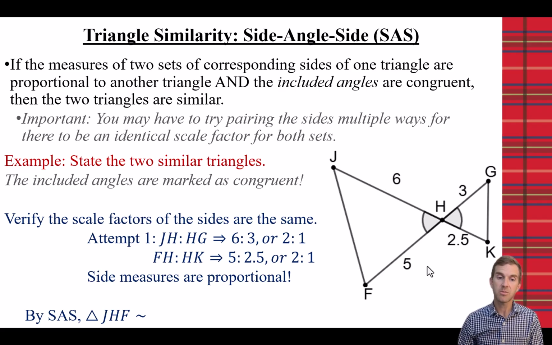So now we just need to match up those pieces. The corresponding angle to J is actually going to be G because of how these sides are marked. And then H would be corresponding to H, and then K would correspond with K. So triangle JHF is similar to triangle GHK. So we do need to pay attention to that order as we do these problems.